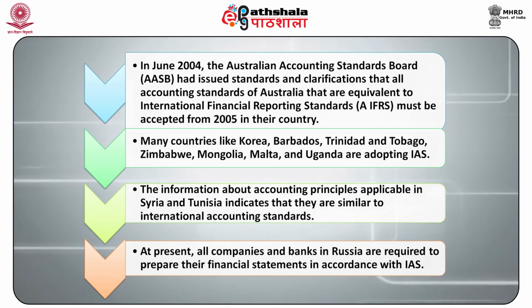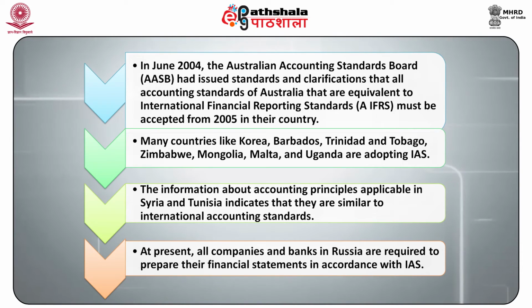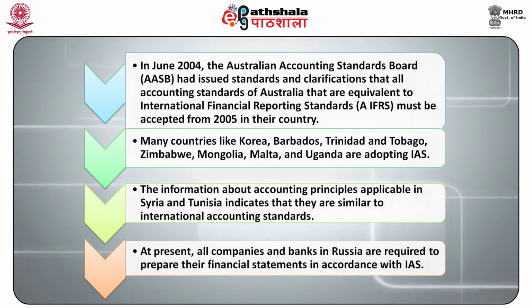Now, we will discuss the harmonization efforts in other countries. The present world situation on the subject of harmonization got going on 12th March 2002 when the EU Commission directed all European companies trading in the European securities market to adopt IAS in 2005, and all non-European countries following US GAAP or any other standards up to 2007. In June 2004, the Australian Accounting Standards Board issued standards and clarifications that all accounting standards of Australia that are equivalent to international financial reporting standards must be accepted from 2005 in their country.